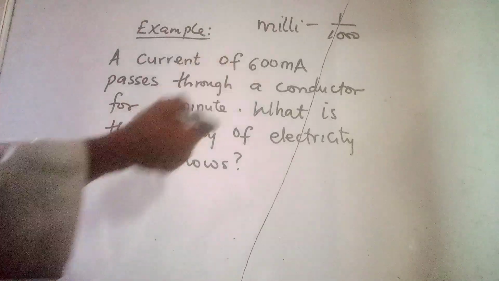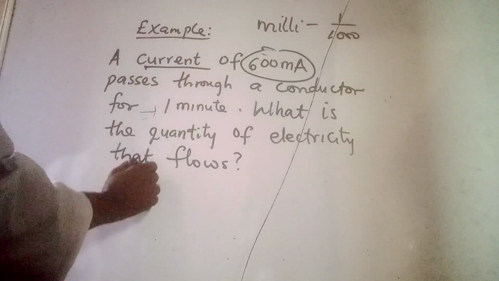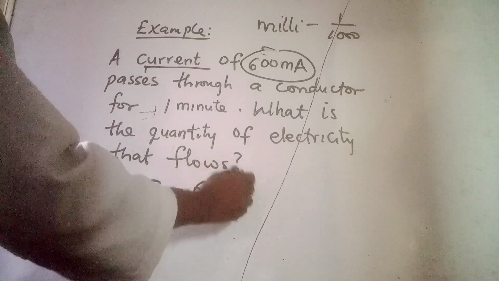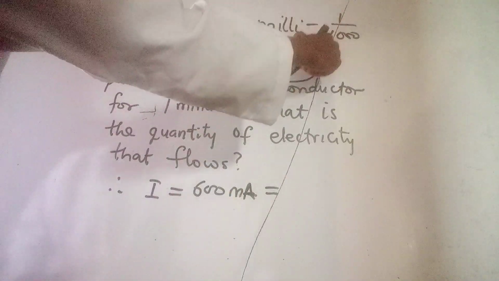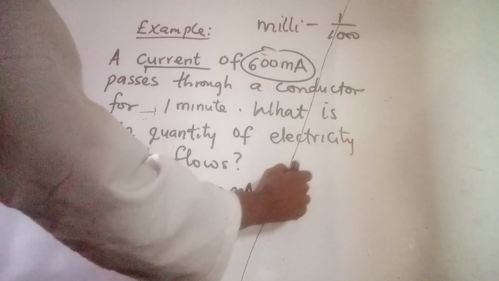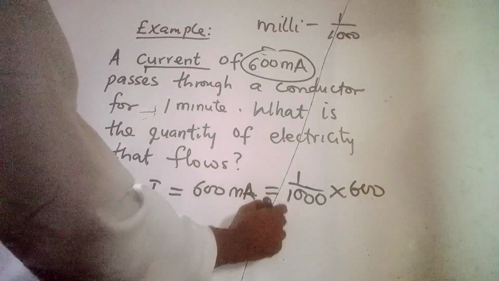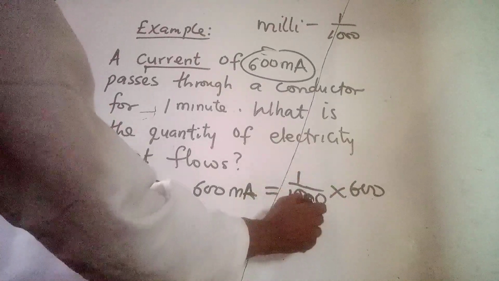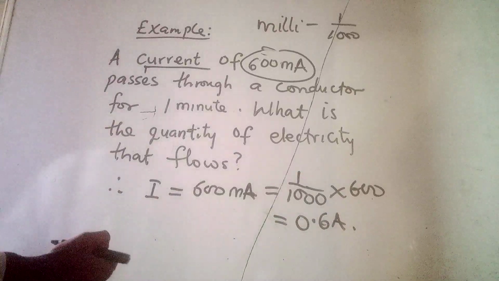Okay, it is very important that what you are given here, which is in amps, is the what? Current. So current, which is I, is equal to 600 milliamps. So that means you have to remove this milli and replace it with what? 1 over 1000. That will now be 1 over 1000 times 600. So current I now becomes 0.6 amps. So this is the value we are going to use in our calculation.